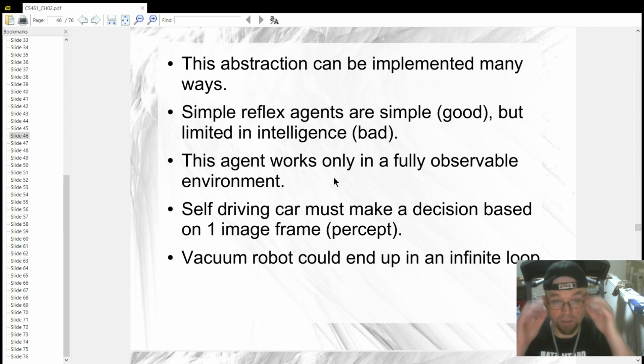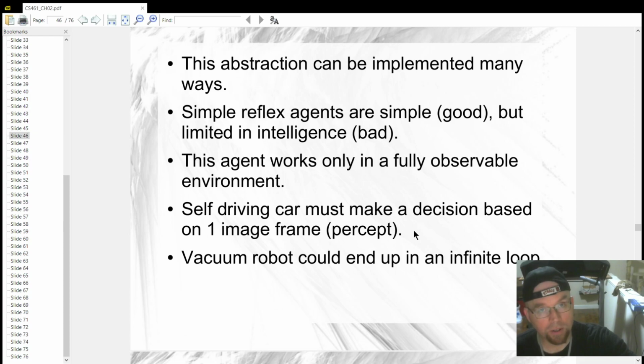Okay, the agent itself has to work in a fully observable environment. Why? Because it has to perceive something and use that percept to find a matching rule to identify the types of actions that it's going to take in response to that percept. Okay, so a self-driving car has to make a decision based on one image frame. That's kind of bad, right? As an example, if that self-driving car is using this type of agent, it just sees a car in front of it.